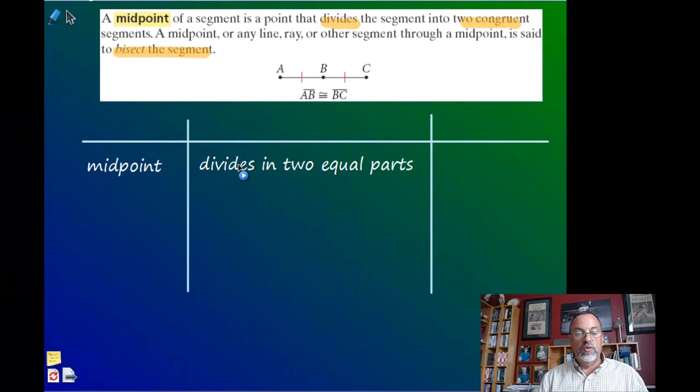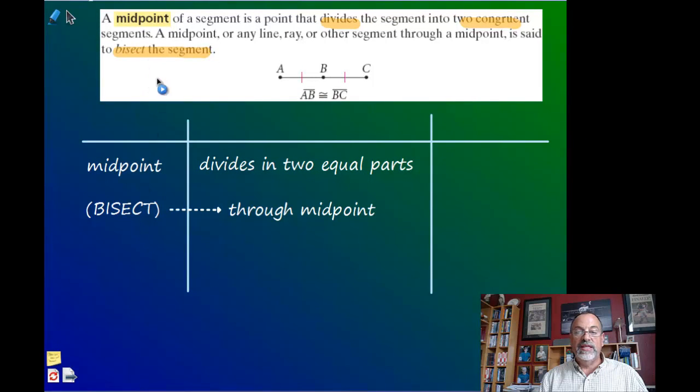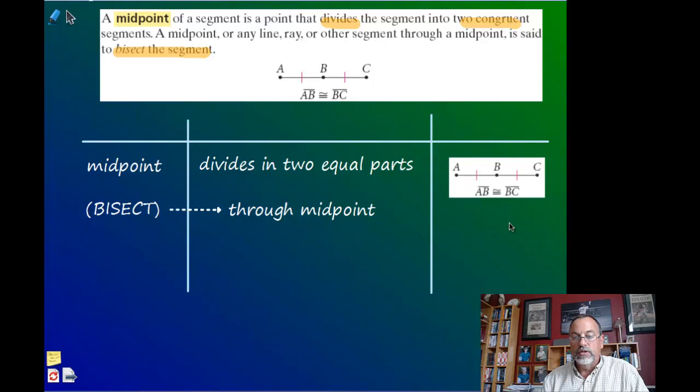Okay. Another word we had in here was bisect, and that's anything that goes through that midpoint. So if you have a midpoint there, and you draw a line through here, or a ray, or a segment through there, any of those would be what we call bisectors, or they would bisect that big segment into 2 smaller ones. So bisect, you're going to see a lot this year. It means it cuts things into 2 equal parts. And midpoint means it cuts things into 2 equal parts.